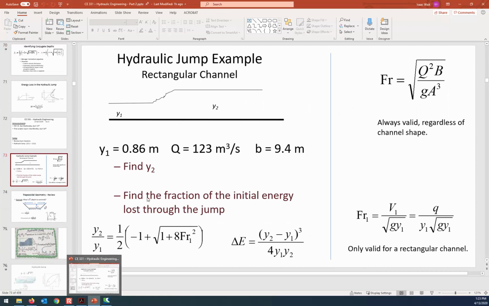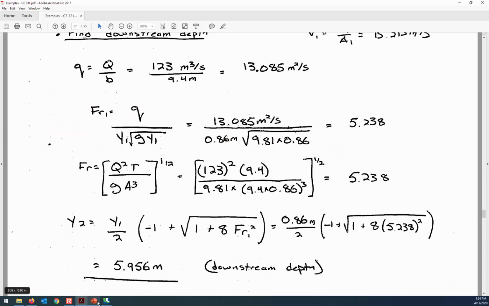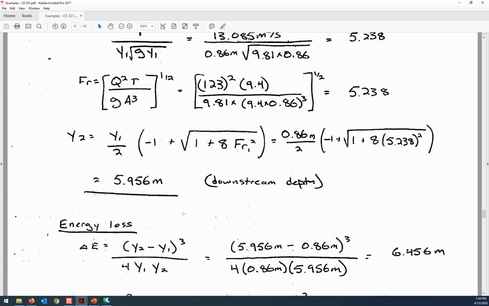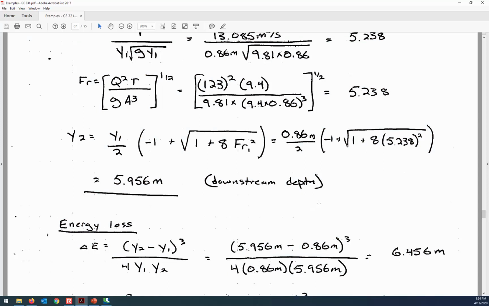All right, now what about this part? The fraction of the initial energy that's lost. You can calculate the energy loss in meter terms pretty easily just by substituting in the new depth after the jump and the initial depth before the jump. And of course, down in the denominator, they both appear again. So we're losing 6.4 meters of energy. Is that a lot? Well, we don't yet really have any perspective.